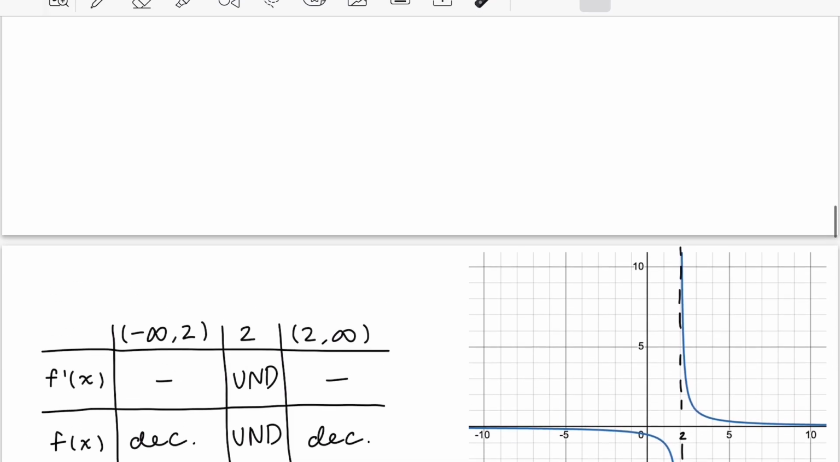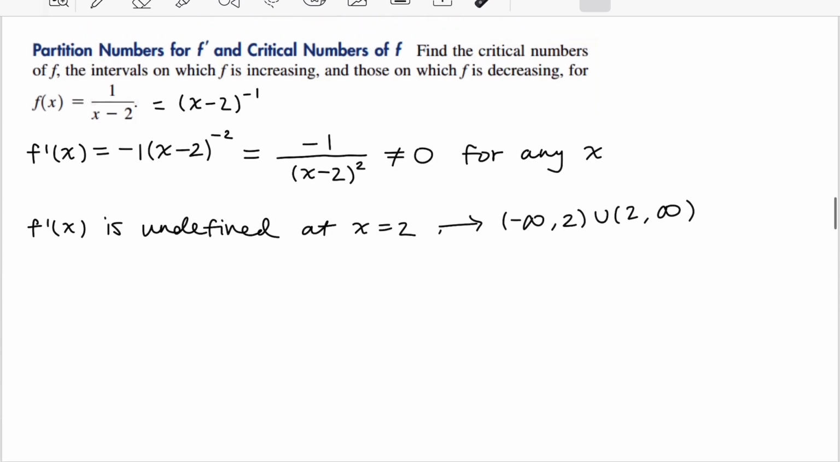And then something else to note about this problem here is if you look at our function f of x, we know that this guy will be undefined for any values that will make our denominator 0. And as you can see, the only value that will make our denominator 0 is 2. So this tells us that our domain of f of x is all real numbers except for 2.